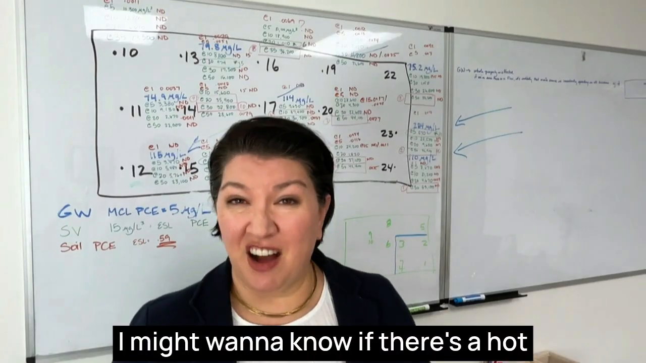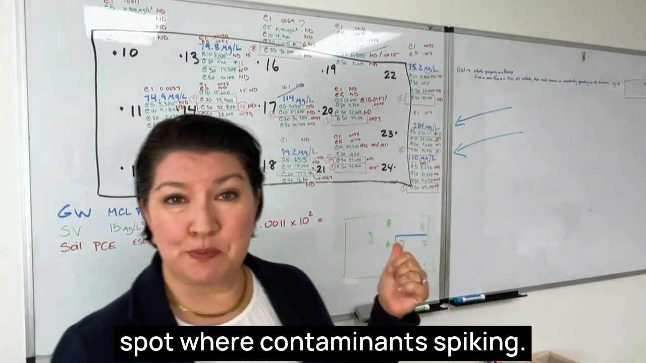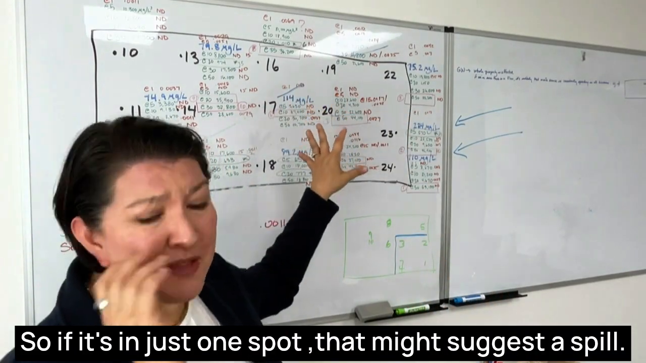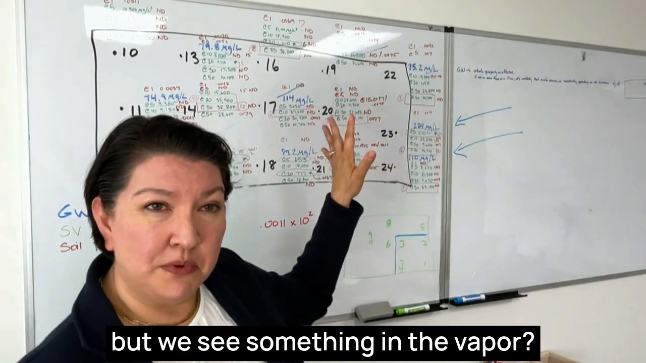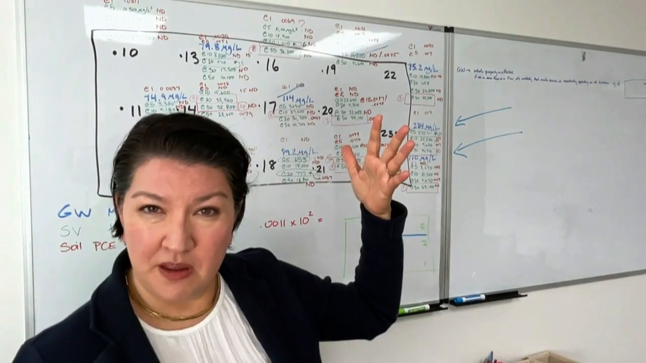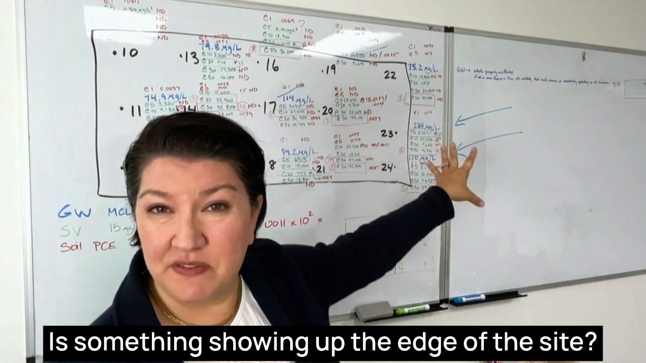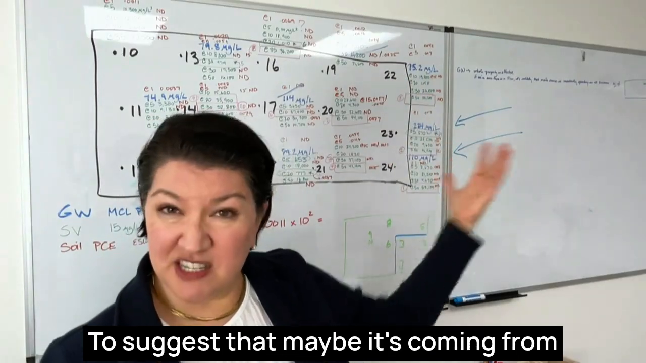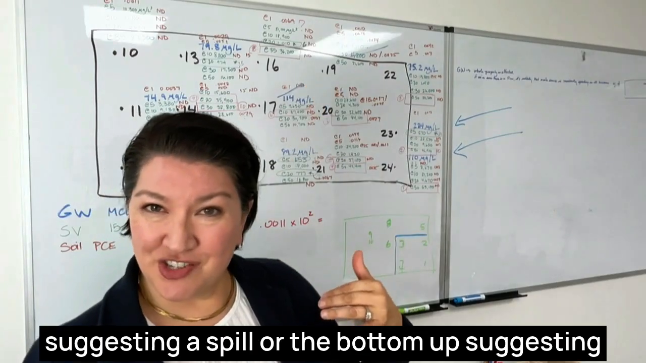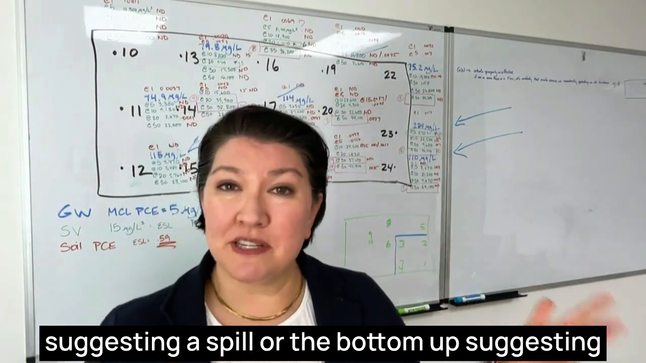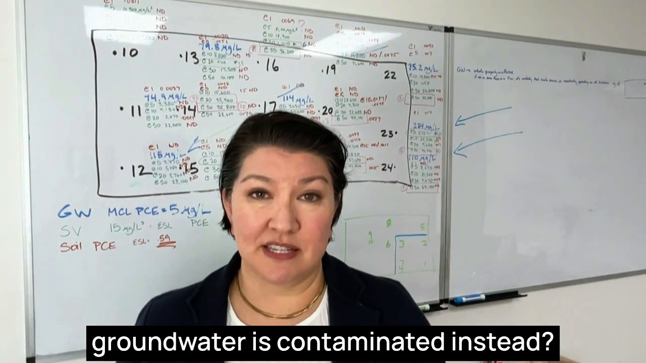I might want to know if there's a hot spot where contaminants are spiking. So if it's in just one spot, that led to just a spill. Are we seeing nothing in the soil, but we see something in the vapor? Is something showing up at the edge of the site to suggest that maybe it's coming from off-site? Is it coming from the top down, suggesting a spill, or the bottom up, suggesting groundwater is contaminated instead?